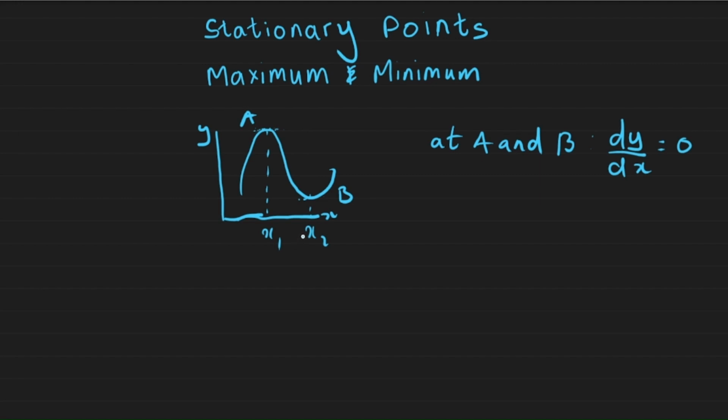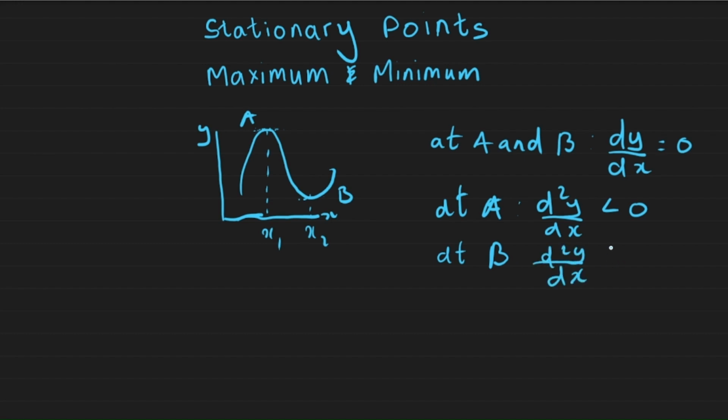So by finding the derivative and setting it equal to 0, we're able to determine that there is a turning point, that it's a stationary point, as it's called. So how do we determine if it's a maximum or a minimum? Well, at A, we know it's a maximum because the second derivative is less than 0. And at B, we know it's a minimum because the second derivative is greater than 0. Why is this the case?